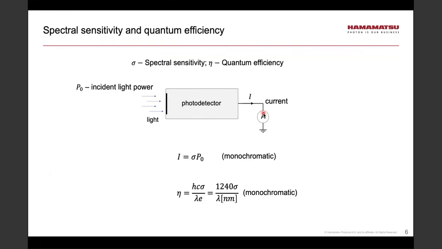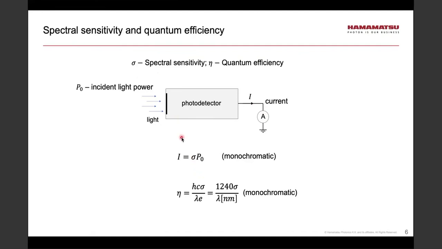In response to light, current flows. Let's call this current a photocurrent. The photocurrent will be given then by a product of spectral sensitivity times the incident light power. Spectral sensitivity, which is symbolized here with the letter sigma, is probably the most fundamental characteristic of any photodetector. It is a measure of how a photodetector responds to light.